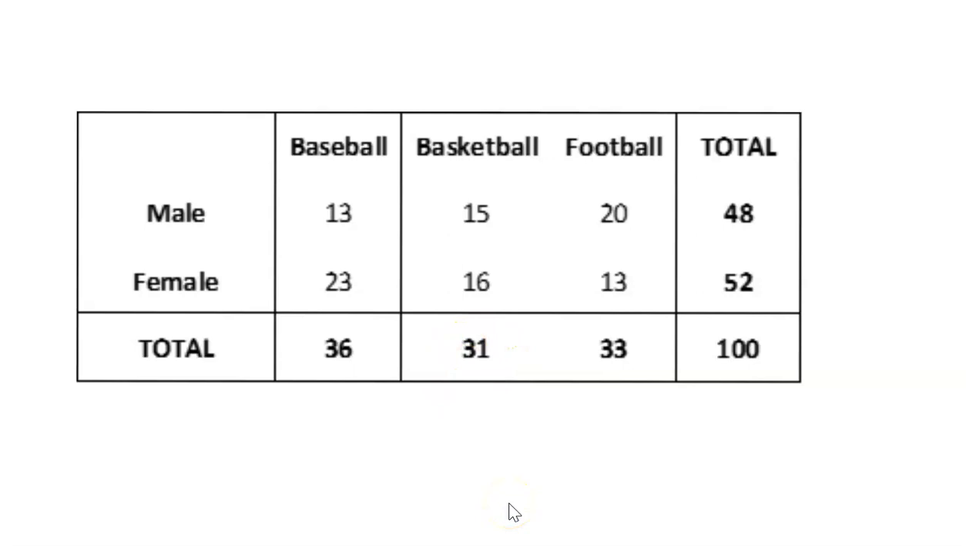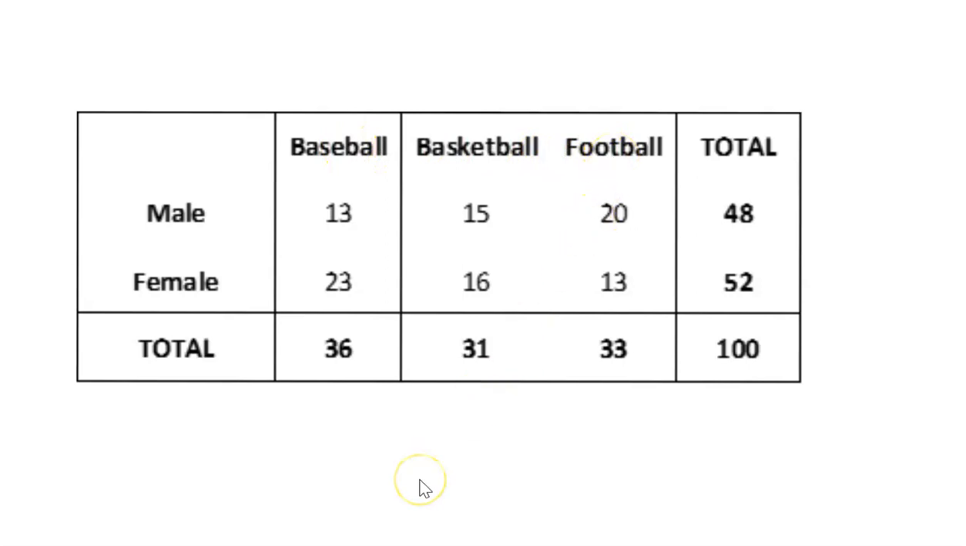What if I were to ask you how many people in total were asked the question, whether they like baseball, basketball, or football? How many people in total participated? That's men and women, right? There were a total of 48 men and a total of 52 women. So 48 and 52 is 100. So a total of 100 people were asked the question, which sport they like the best.